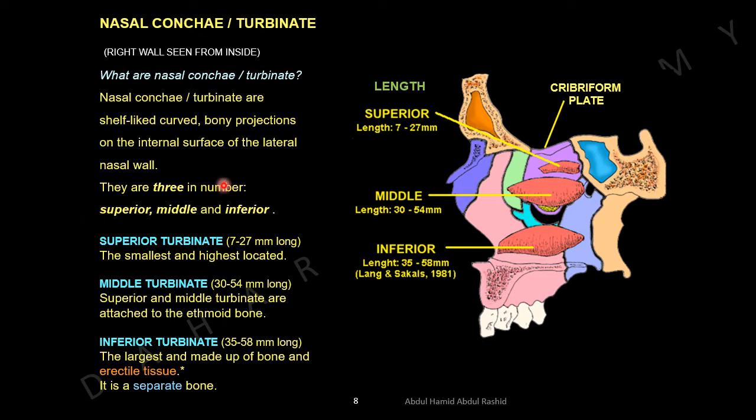Superior turbinate is the smallest, high up there. It is about 7 to 27 mm long. The middle one is about 30 to 54 mm long. Then inferior one is the longest, about 35 to 58 mm long. Superior and middle are attached to the medial surface of the ethmoid bone. The inferior turbinate is the largest and is a separate bone made up of bone and erectile tissue. It is a separate bone.